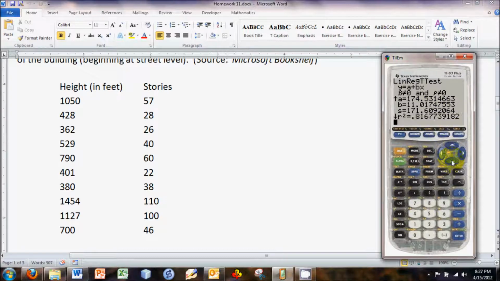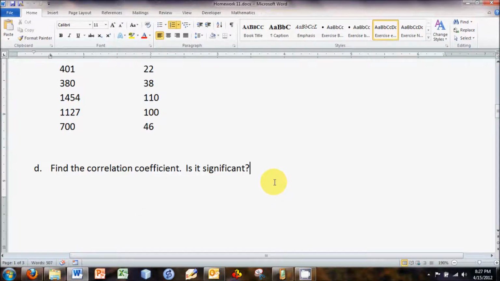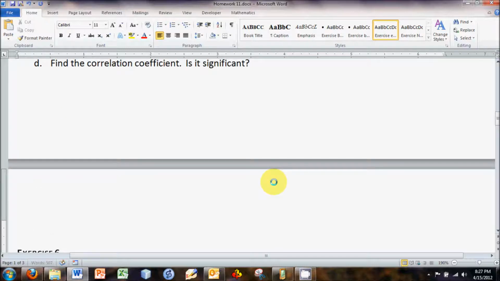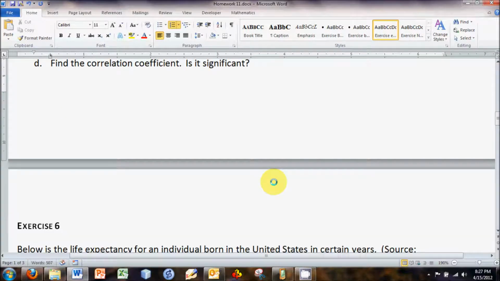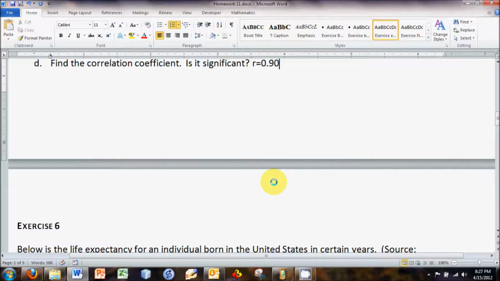Scroll down on your calculator and you'll find two numbers, r and r squared. R is the correlation coefficient, and since that's what is asked for here, I'll type that in. The correlation coefficient, okay, so r is equal to 0.9037, 9038 actually, if you round. And since the p-value is 0.0003, this is statistically significant.